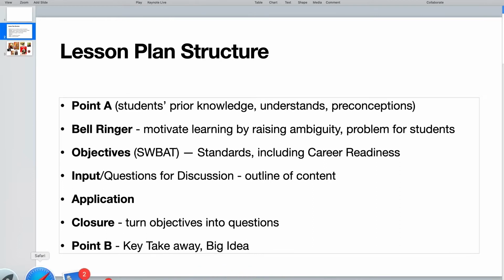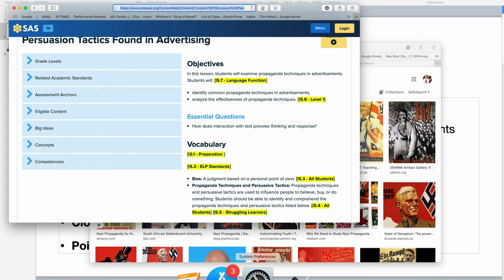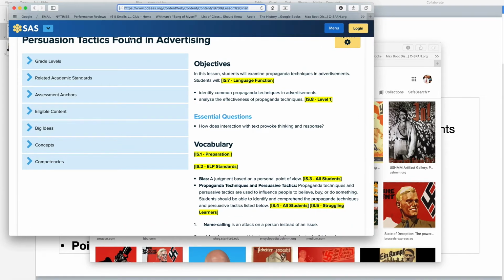And so if you go to the internet, and let's say you have a textbook that deals with propaganda, and the textbook says propaganda is a concept that students should understand and be able to use. And so what I would do, if you're in Pennsylvania, and even if you're not in Pennsylvania, this is a great website to go to. It's called SAS, Standards Aligned System. And you can see that's the root there, but it's Pennsylvania Department of Education, SAS.